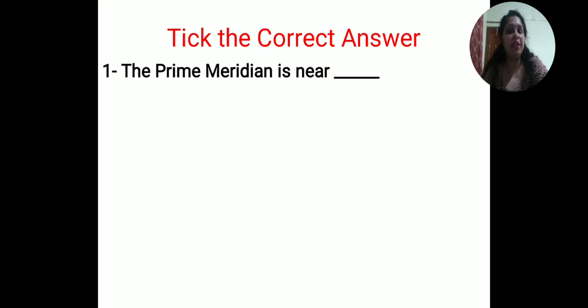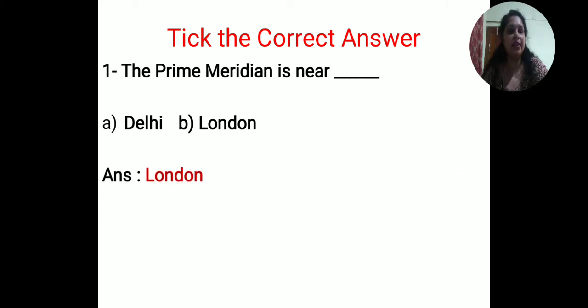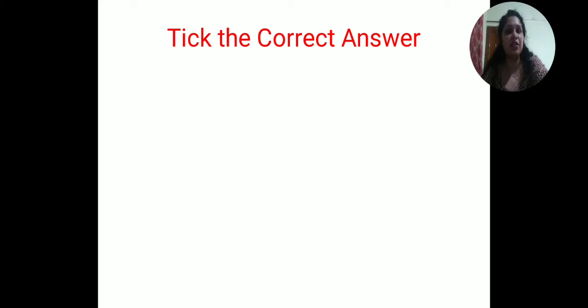The prime meridian is near to what? Delhi or London? What is the correct answer, students? The correct answer is London. The prime meridian is near to London only. And where in London? In Greenwich. Yes, the prime meridian is near to London, in Greenwich.